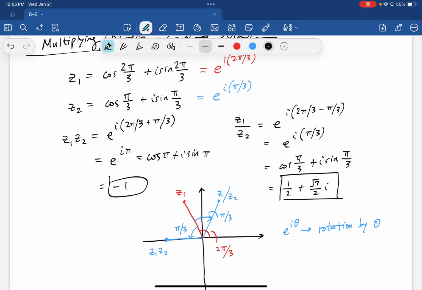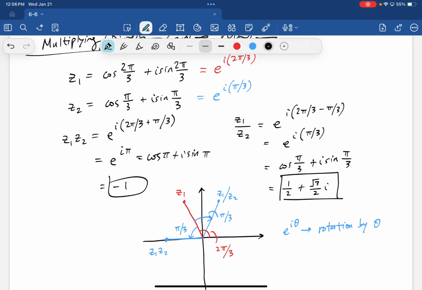Okay, what's the answer for z1, z2? Wait, is this correct? -1. Wait, did I put the 3 in the exponent? Nope, that's correct. Yeah, 3 is in the front. So here you're just doing it in reverse, right?